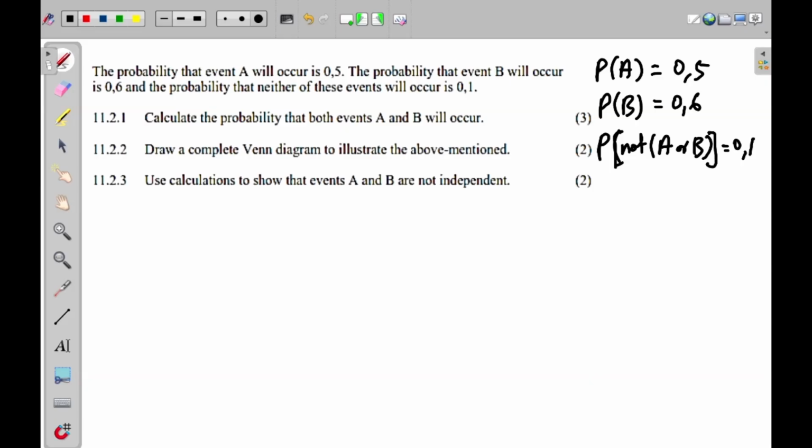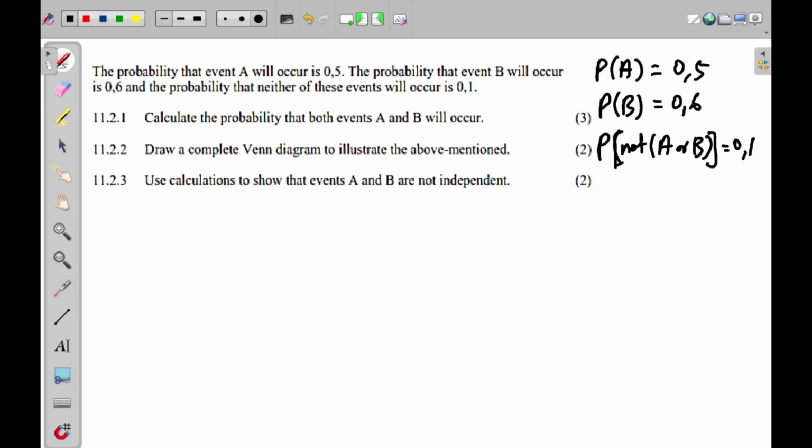Now, calculate the probability that both events A and B will occur. Now, I know some students would quickly want to rush to a complete event diagram, and then when you read the next question talks about drawing a Venn diagram, you realize, man, I'm now doing the same thing twice. So when a question asks you something for the first time, there's probably a way to do it without the Venn diagram.